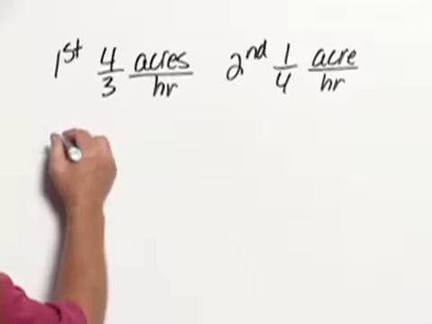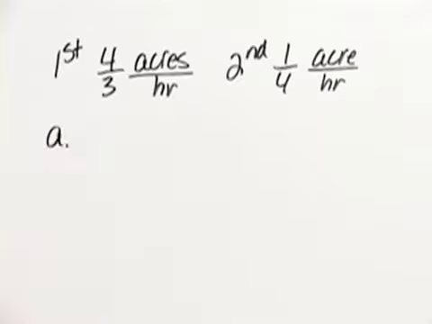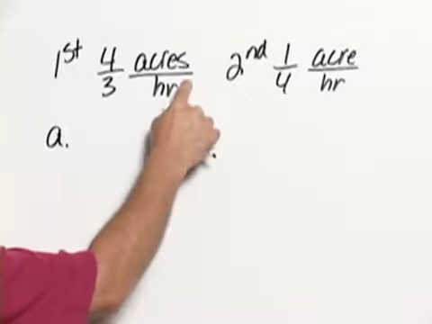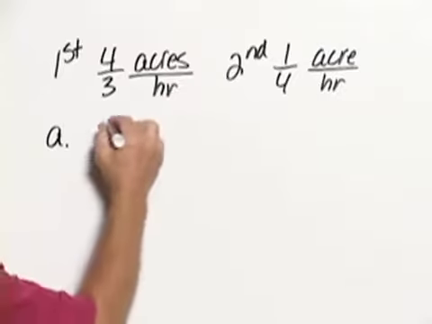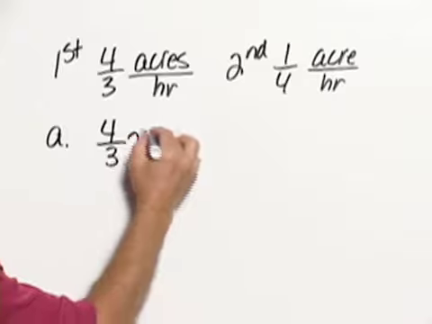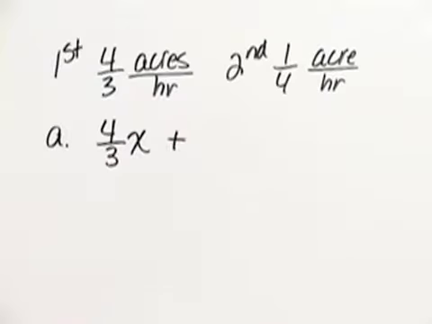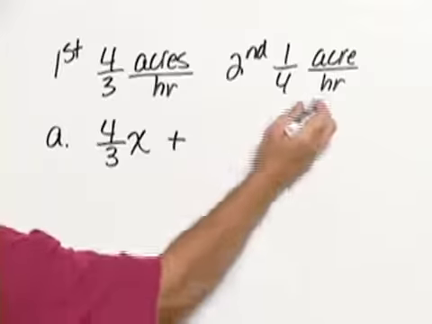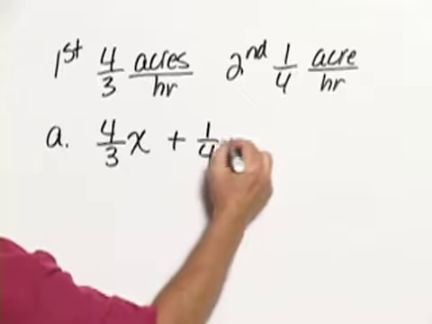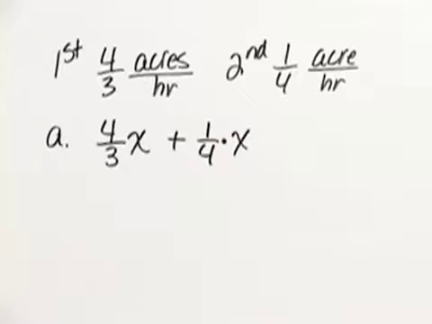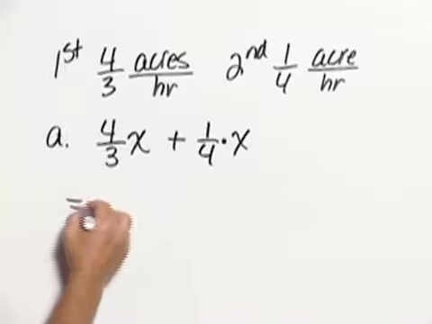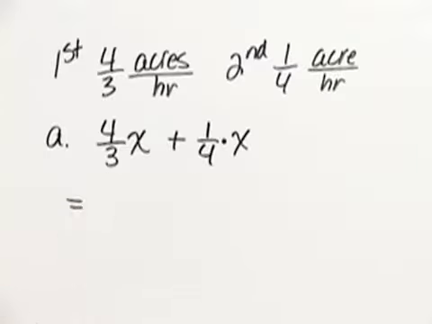For part A, we were to determine how much acreage they would do working together in X hours. So what we would do is multiply the rate times the time, and in this case the time is X. So it would be 4/3 X for the first person, to which we would add the amount for the second person, which again, rate times time, 1/4 times X. To add these together, we've got to find the common denominator, which is 12.